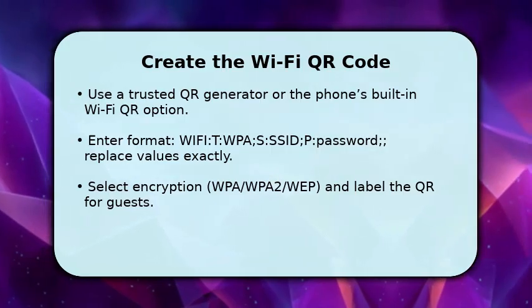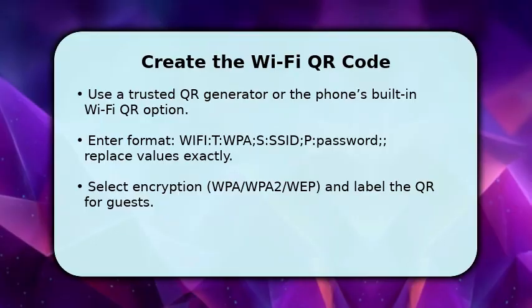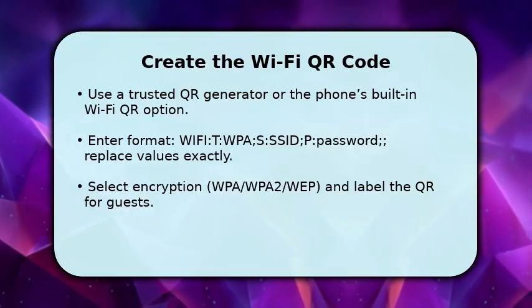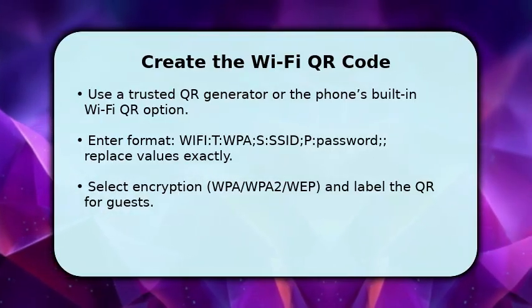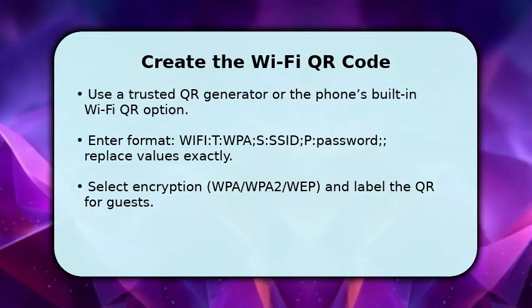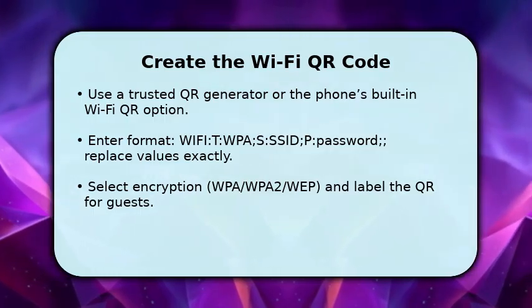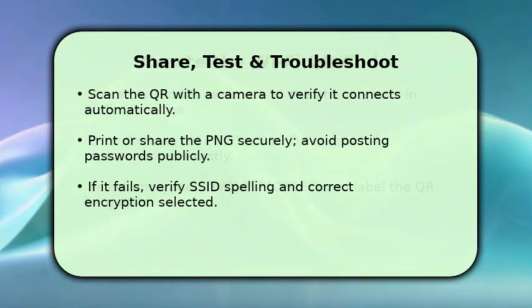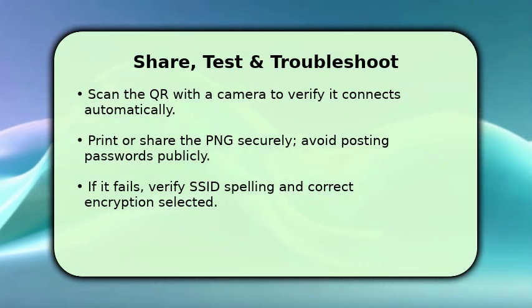After generating, preview the code and test scan with your camera app before saving a PNG or printing. Make sure to label the file or printout so you know which network it matches and whether it's permanent or temporary. Finish by testing and distributing the QR.